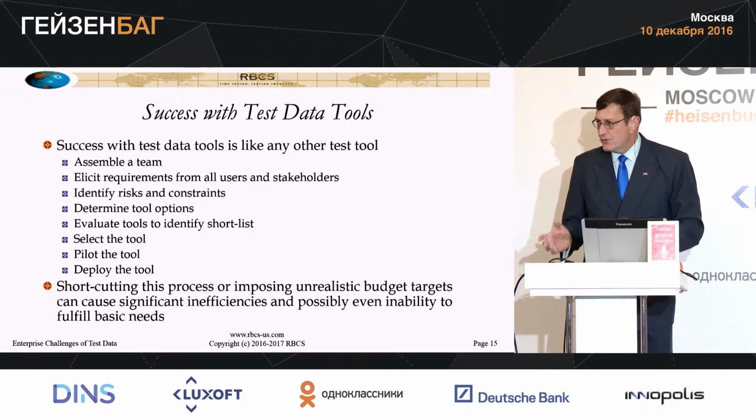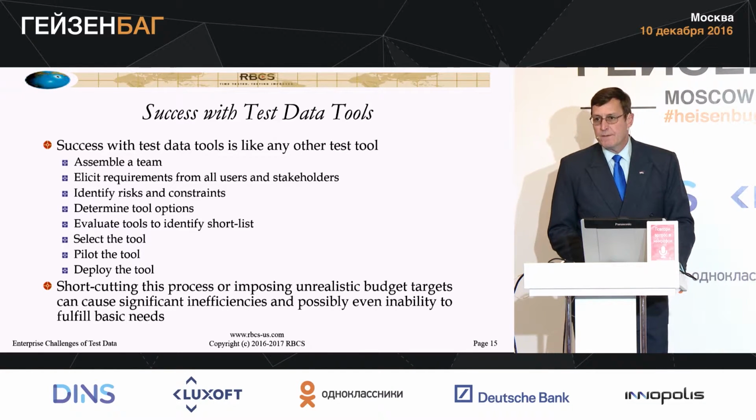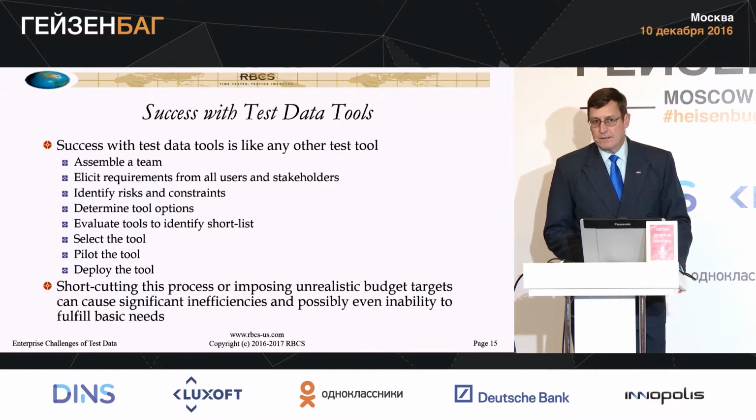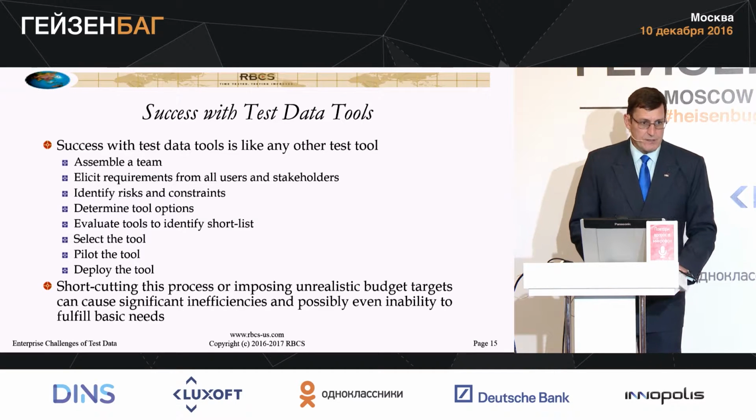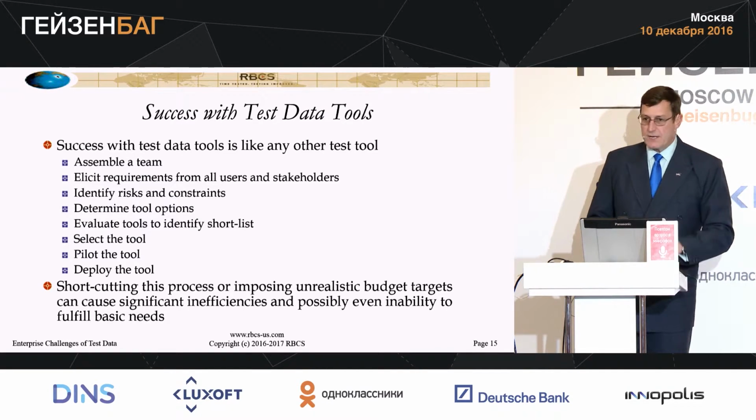Risks and constraints. Know the risks and constraints. Okay? Don't go and put on your short lists of tools to look at tools that cost $1 million when you have a budget of $50,000. Because you just can't have it, right?